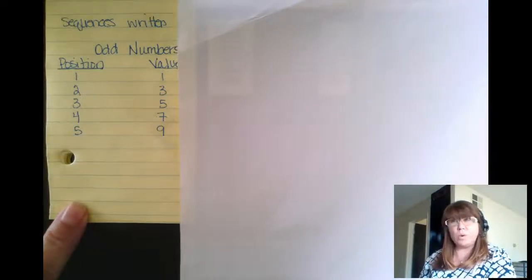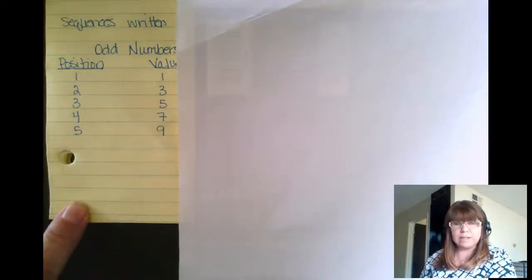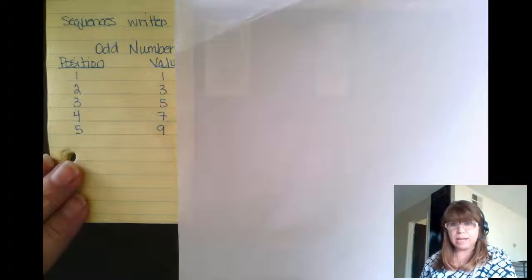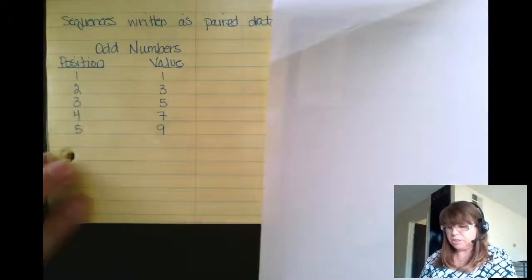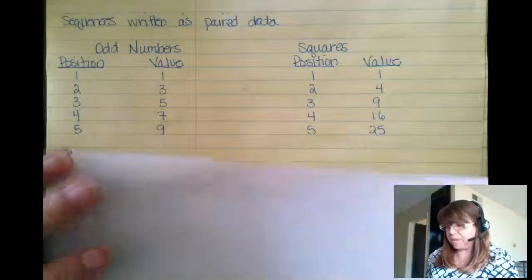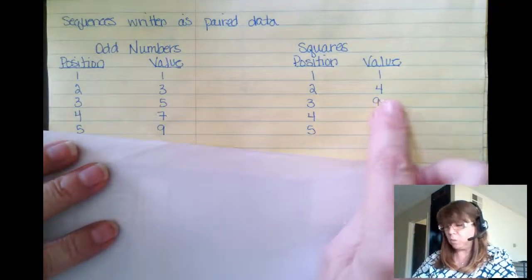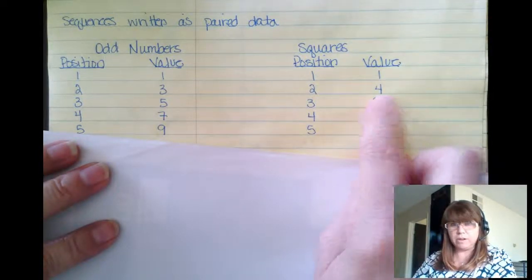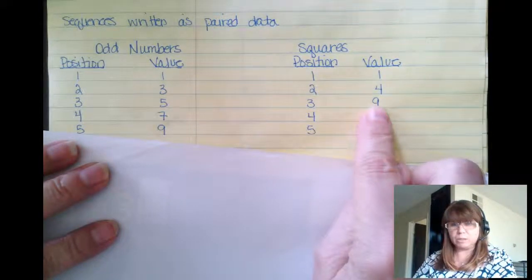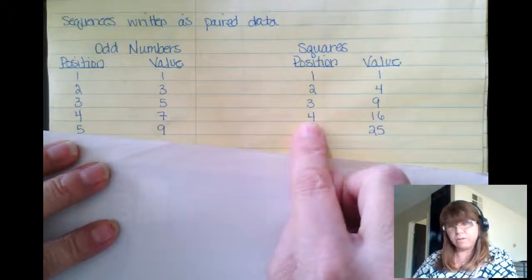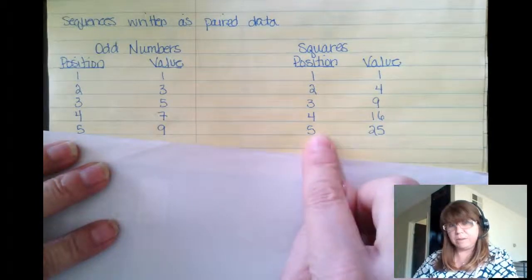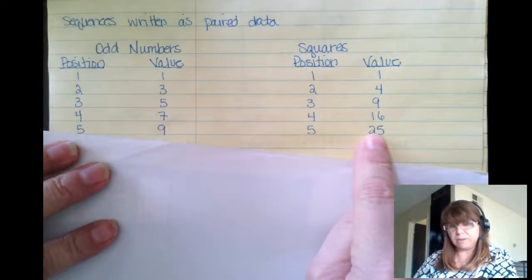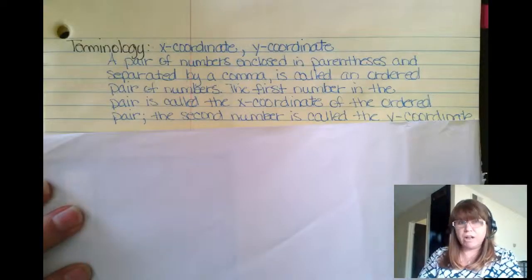Think about what it would be if we took each number, 1, 2, 3, 4, 5, and squared them. Could I set up a similar situation? I could. Again, positions would be 1, 2, 3, 4, 5, but this time the value would be 1 times 1 is 1. The second position is 2 times 2, which is 4. The third position is 3 times 3, which is 9. Fourth, 4 times 4 is 16. And fifth position, 25, 5 times 5. So we're starting off thinking about pairs of data now.